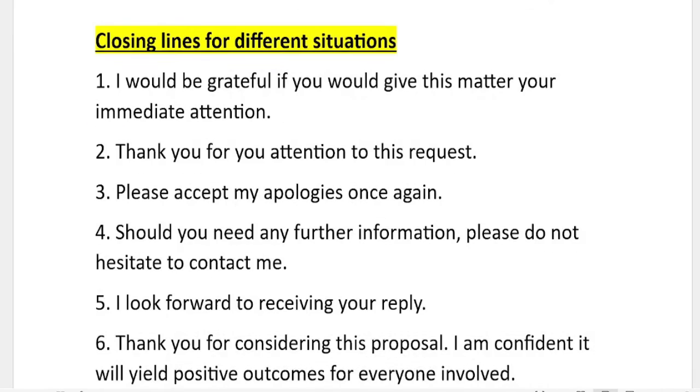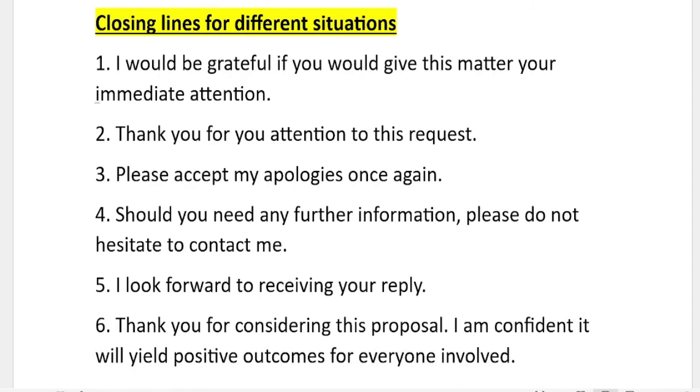Now we'll talk about the closing line for different situations. So the first is, I would be grateful if you would give this matter your immediate attention. Okay, now you bring something to their notice and you need them to do something. So grateful is like thankful. Thank you for your attention to this request. So if you are making a request, you can write this as a closing line.